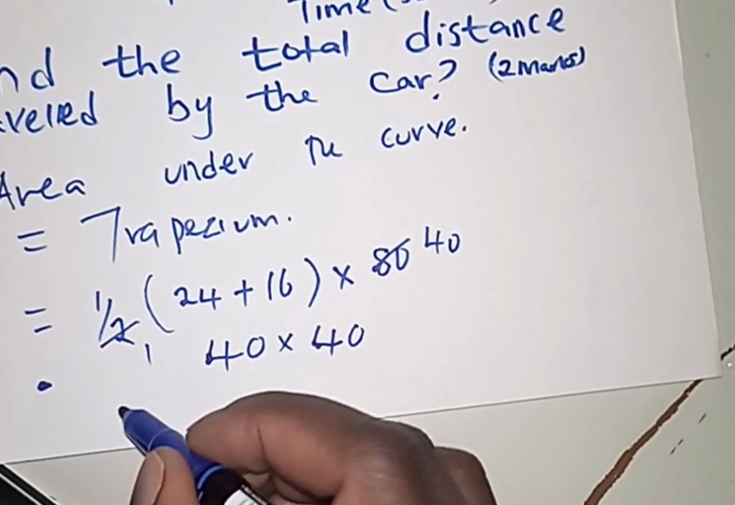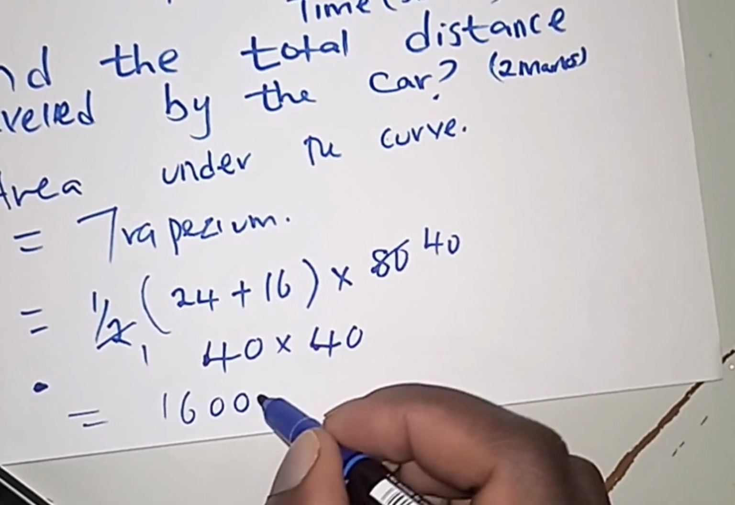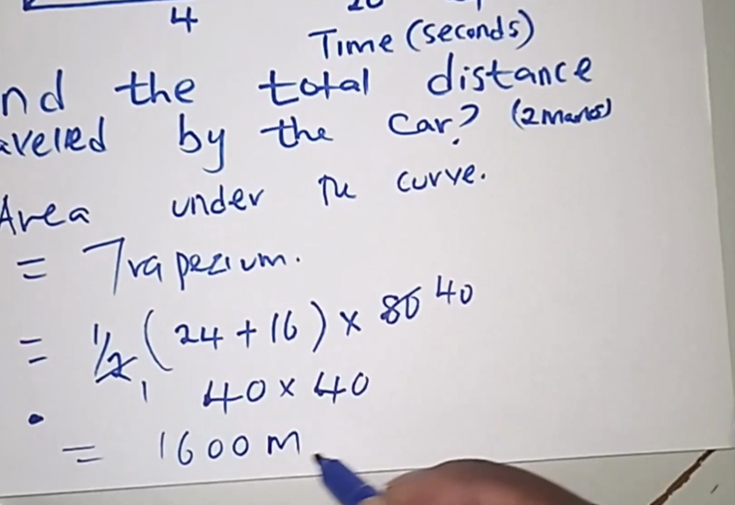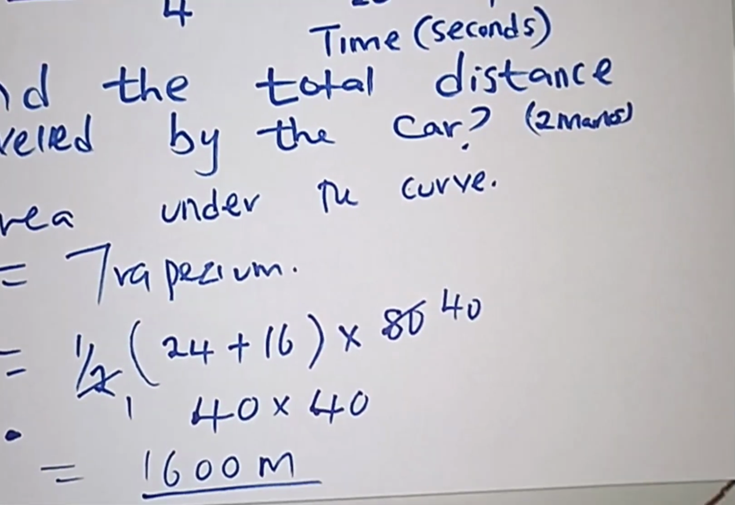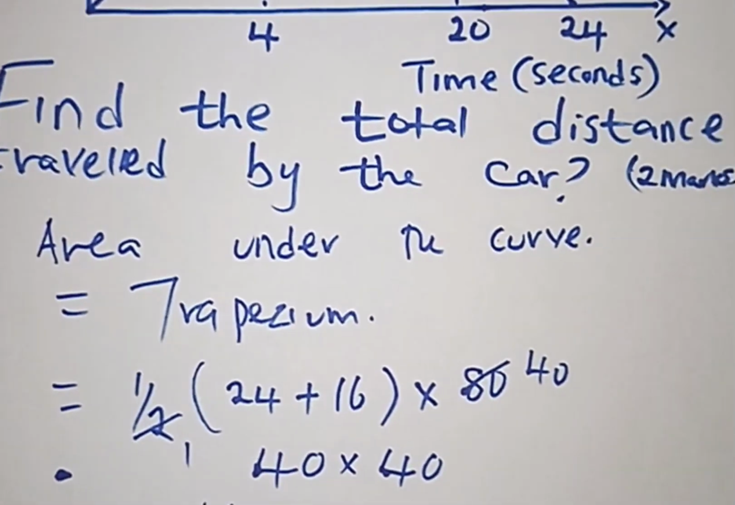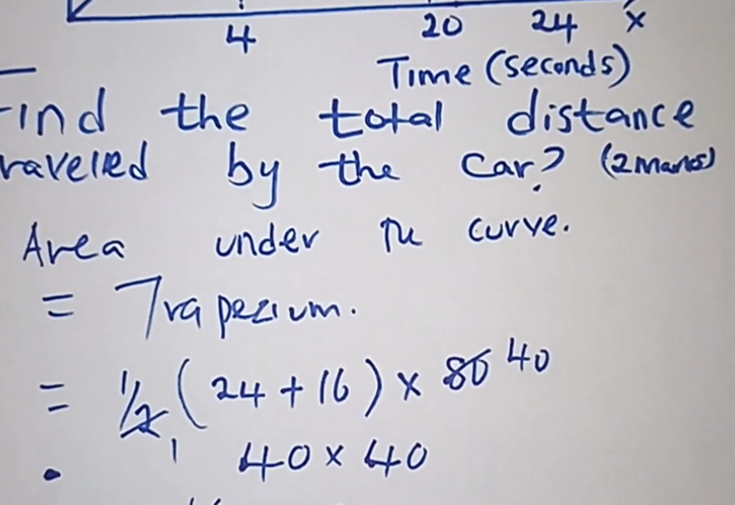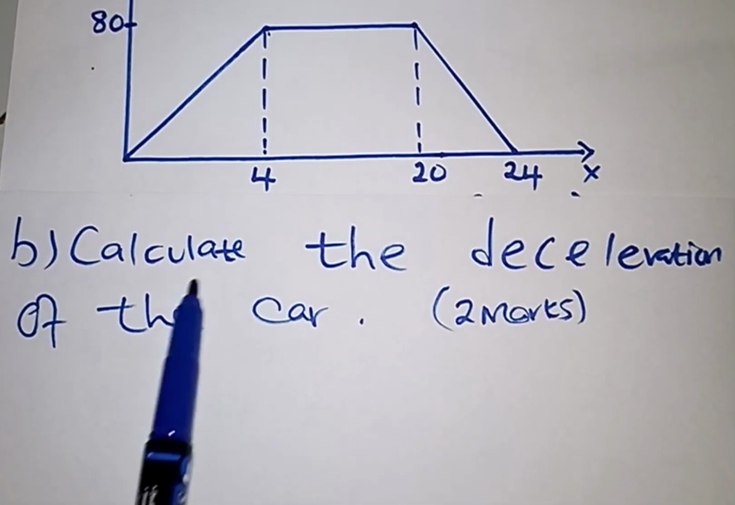So anytime we encounter such a question, it's always about the area under the graph. Which shape is that, and which formula do we use? And if there are many, we subdivide them into parts, and then we can add the areas. So 1600 meters is the distance traveled by the car.